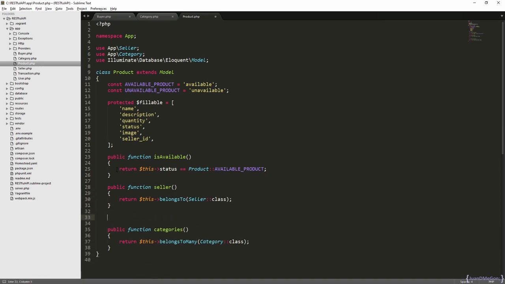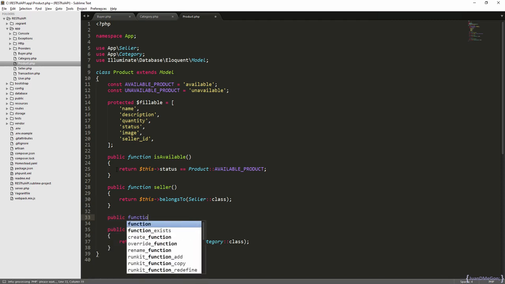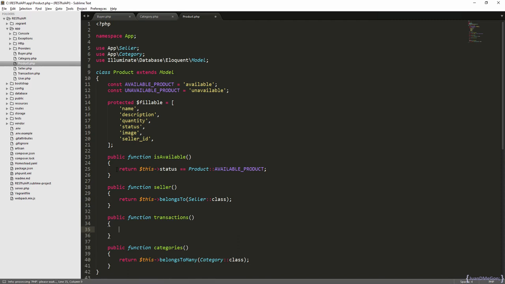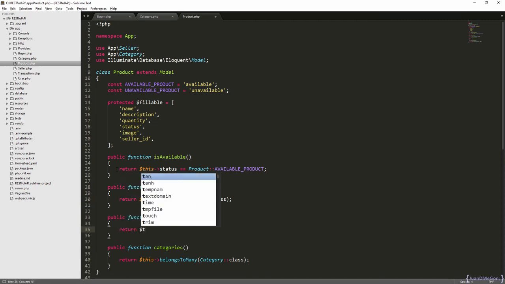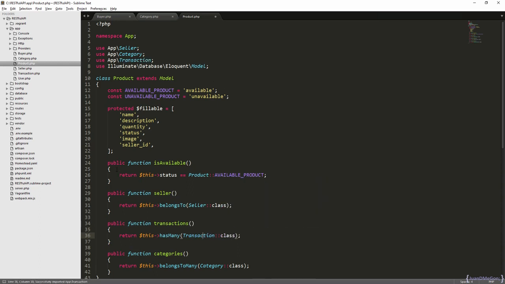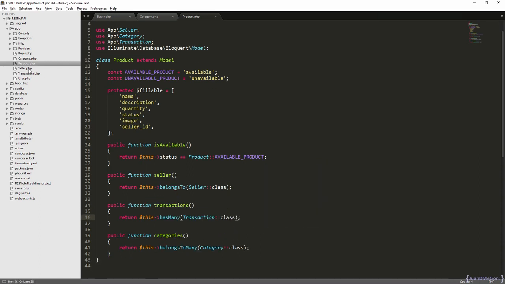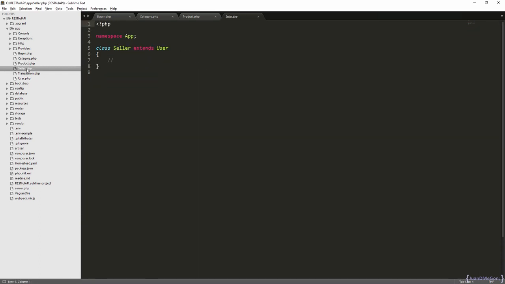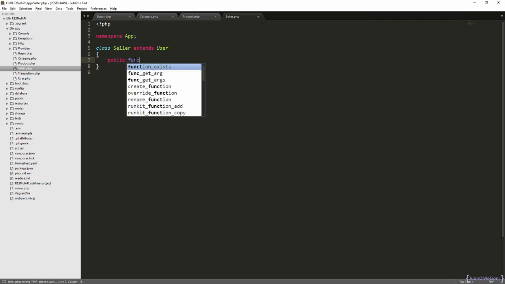And finally, we have the relationship between product and transaction. A product has many transactions. And we are done now with the product model. Let's continue with seller. A seller only has several products. It means a seller has many products.